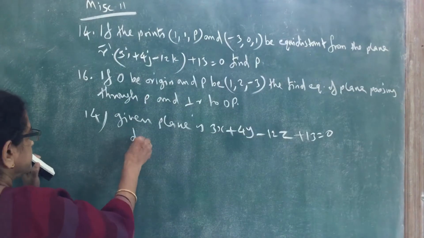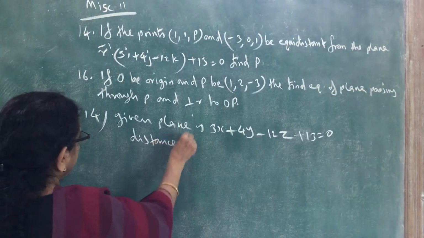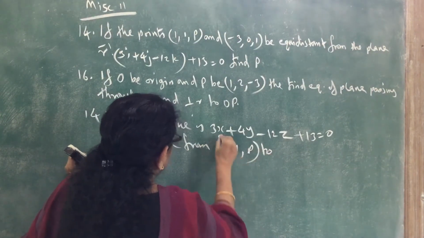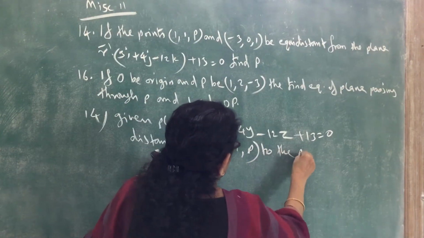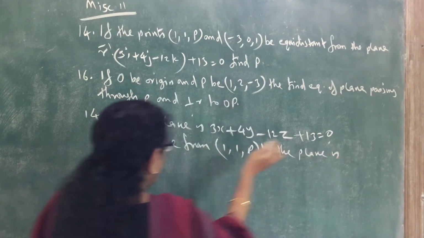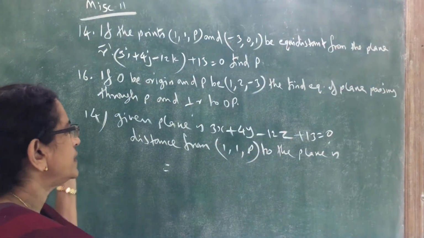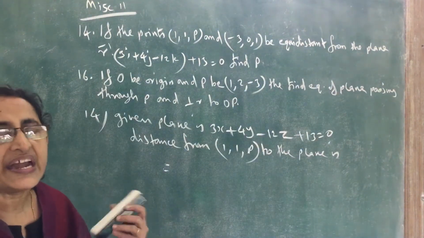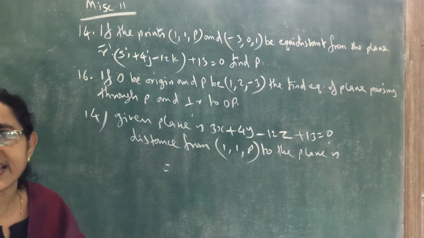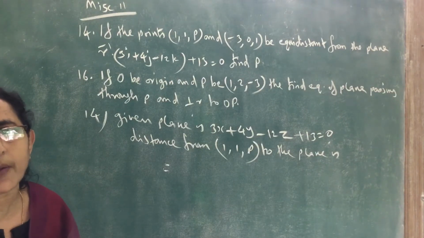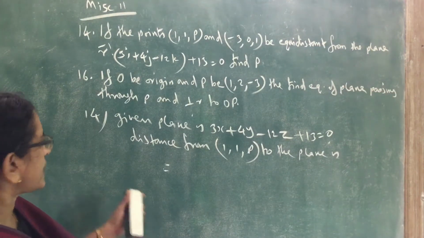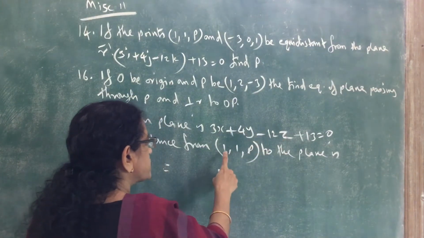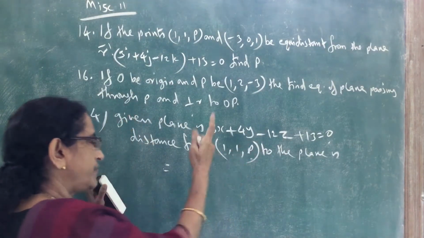So the distance from (1, 1, p) to the plane is equal to, what is the formula? The distance from a point to a plane is ax1 plus by1 plus cz1 minus d, divided by root of a square plus b square plus c square. So this is the equation of the plane, and in the place of x, y, z, we have to substitute 1, 1, p and we can apply the formula.